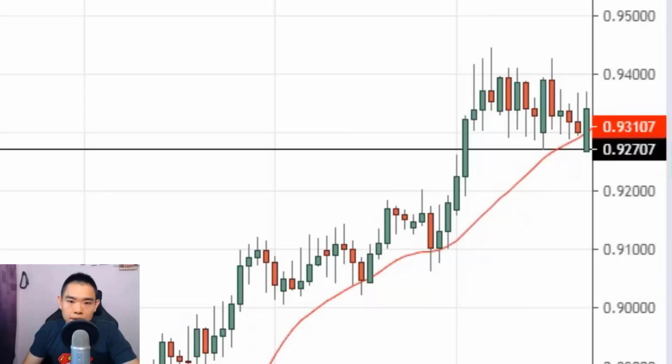Great, what now? Again, you can just go with a buy stop order above this high. For setting the stop loss, you can just go 1 ATR below this low. Give it some buffer, maybe somewhere here. And that's how you trade the first pullback.